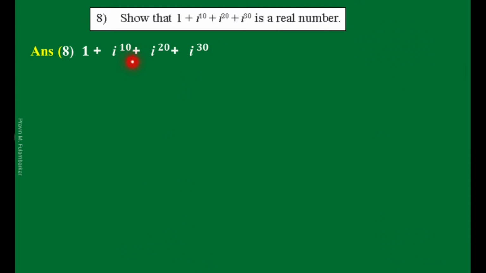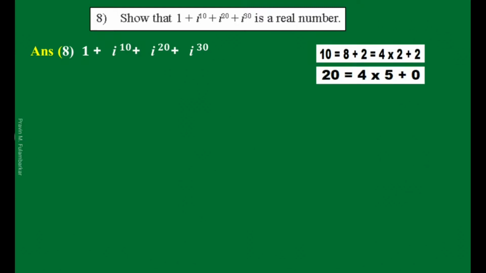That means we use quotient remainder form and reduce the power in the form of i square, i cube or i raised to the power 4. So we write this 10 as 8 plus 2, that means 8 is a multiple of 4. So we write 8 as 4 into 2 plus 2, that means this is quotient remainder form, remainder is 2. So you can directly write i raised to the power 10 as i raised to the power 2, or you can write this 20 also as 20. We write a multiple of 4 as 4 into 5, so we get a remainder 0.